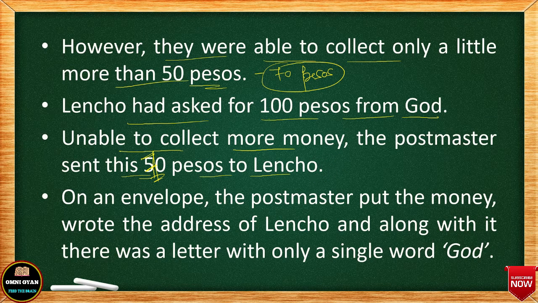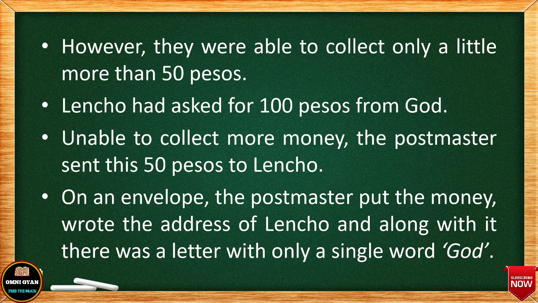So the postmaster now did what the postmaster did not reveal the fact. पोस्टमास्टर ने बहुत सीक्रेटली किया ये चीज़. Okay, now in an envelope the postmaster put the money. तो एनवेलप के अंदर जो है पोस्टमास्टर ने, in an envelope the postmaster put the money, and then on the envelope he wrote the address of Lencho, and along with it there was a letter with only a single word, God. तो पोस्टमास्टर ने चालाकी किया. He did a very clever act.